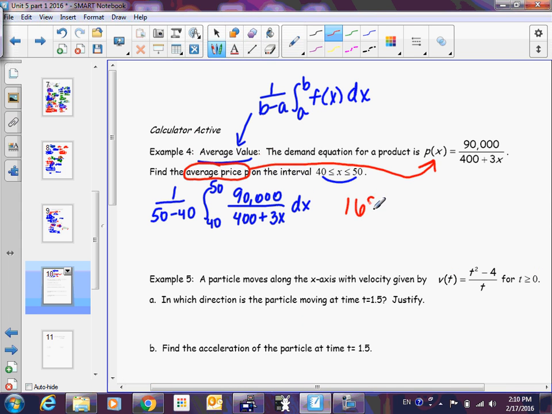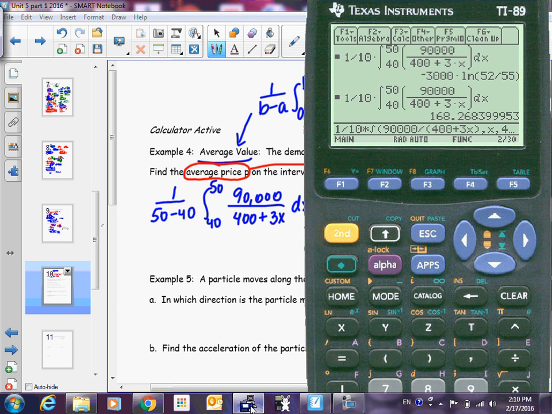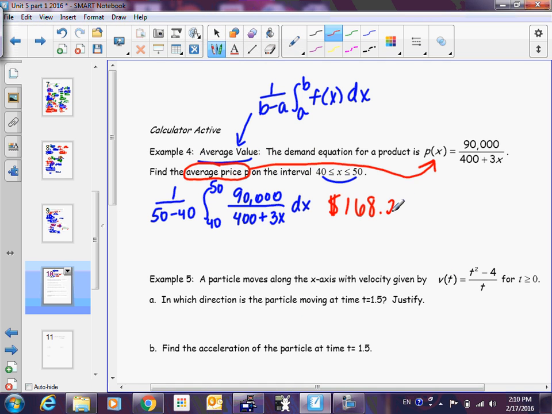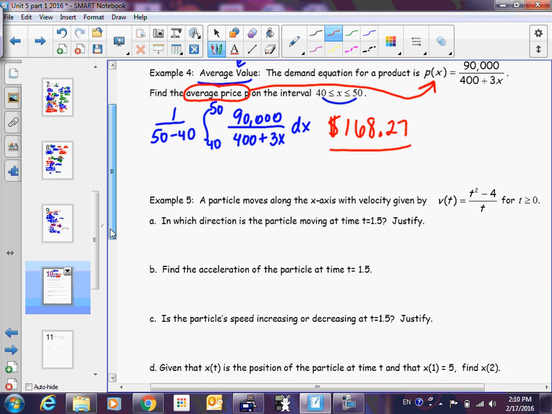All right, so we got 168. This is a price, so let's go ahead and put a dollar sign. And this is about the only time when you're going to see this rounded to 2 places. It would be fine if you went to 3 because you can't actually have a fraction of a penny. This is probably going to be multiple choice. If you're ever not sure, round to 3, unless it explicitly says something else.